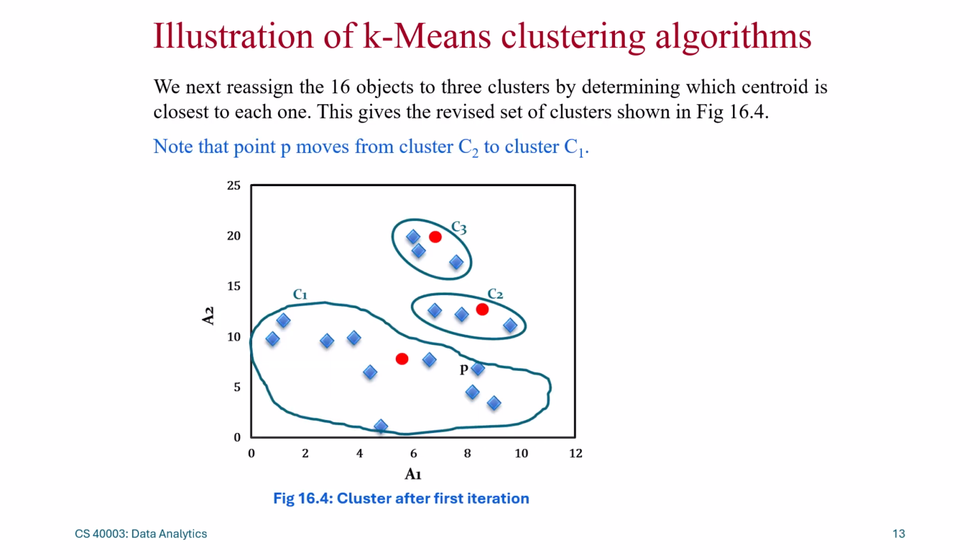The next step is to reassign all the 16 objects to the three clusters by determining which centroid is closest to each one by calculating the distance function. This gives a revised set of clusters as shown in the figure. Note that point P moves from cluster C2 to cluster C1. Earlier it was in cluster 2. After calculating the mean value, we calculate the distance again, and it moves from cluster 2 to cluster C1, since it is nearer to that cluster.